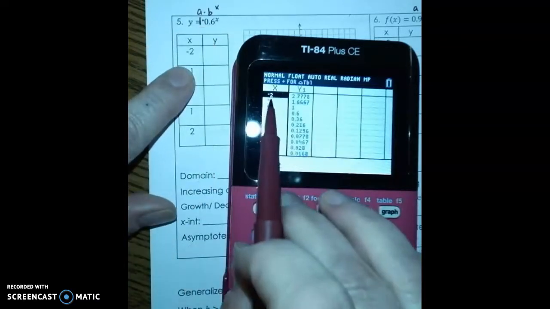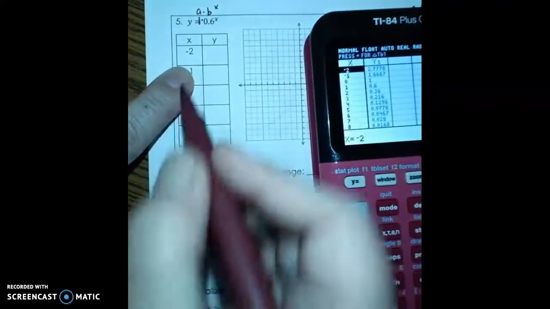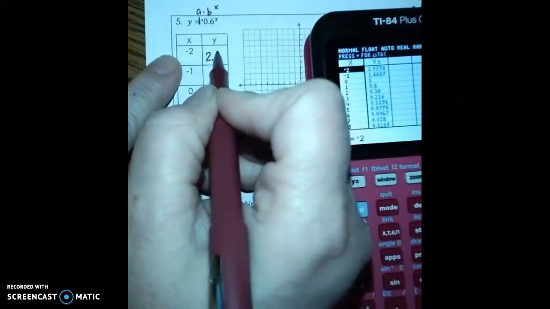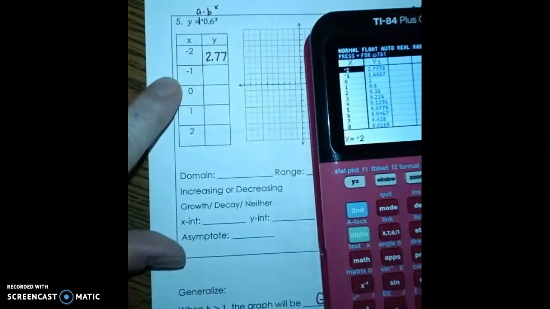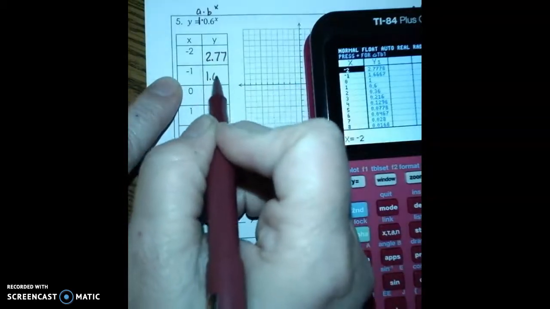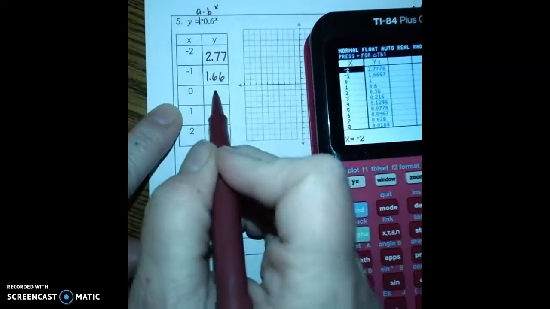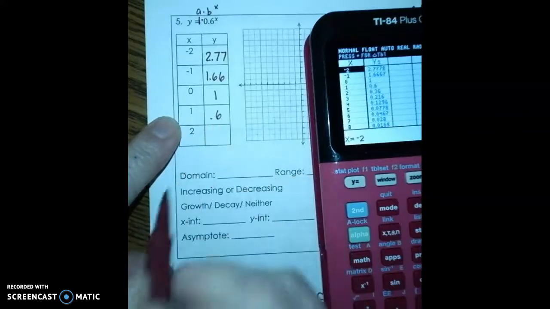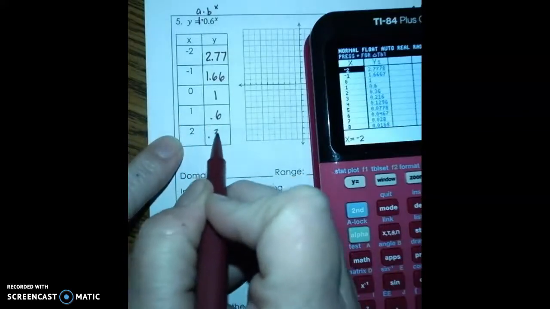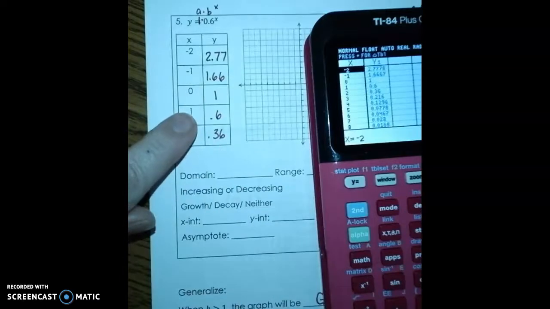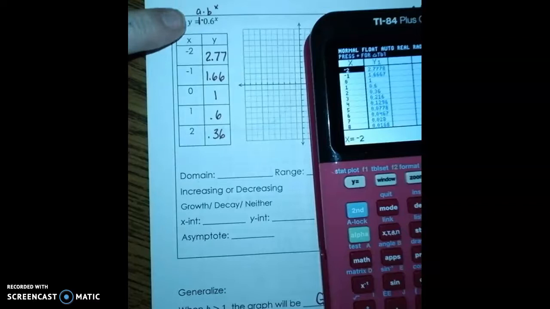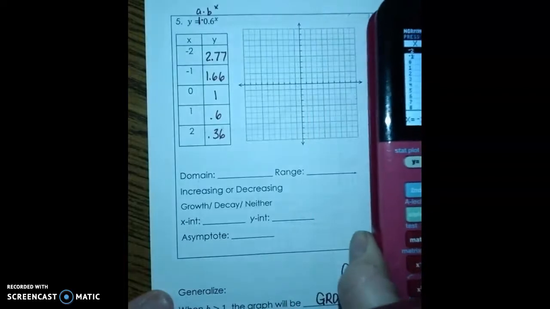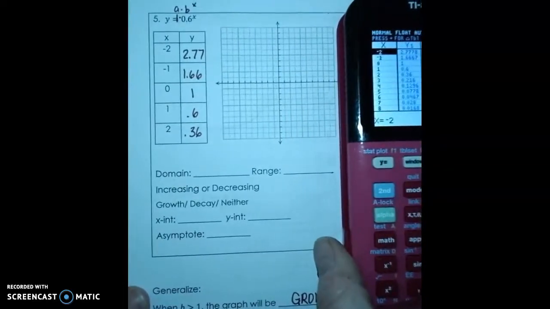And I can see here where x is negative 2, y is 2.77. Okay? Where x is negative 1, y is 1.66. Where x is 0, y is 1. Where x is 1, y is 0.6. And where x is 2, y is 0.36. So my numbers are getting smaller. So that makes me think of a decay. When I look at my a value, there's not a negative sign there, so there's nothing about it flipping over. So this should look like our decay problem, where it starts off higher and goes lower.